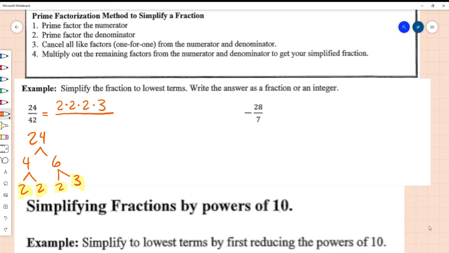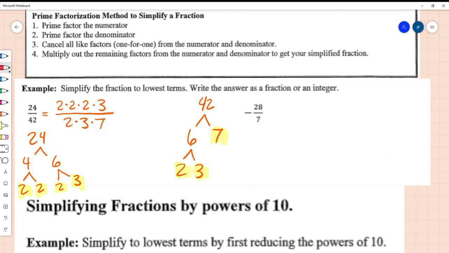And let's make a fraction bar. Then let's do the same thing for the number 42. Let me make my little tree closer over here. 42 is 6 times 7, right? Now 7 itself is prime, but 6 we can factor as 2 times 3. So the prime factors for 42 are 2 times 3 times 7. We'll write it out: 2 times 3 times 7.